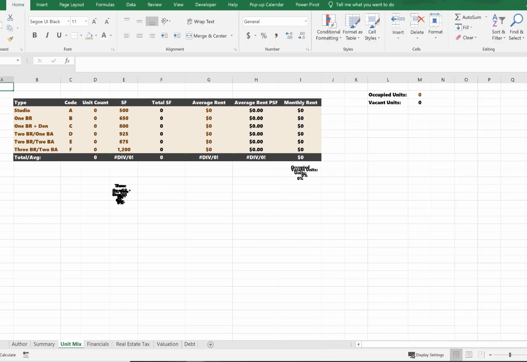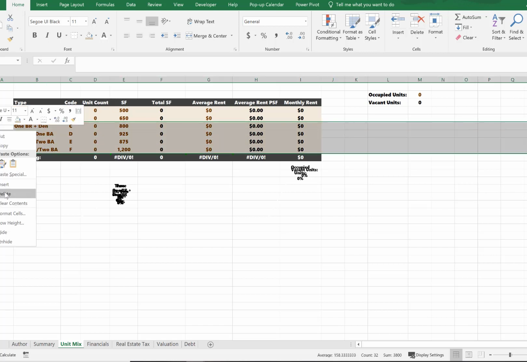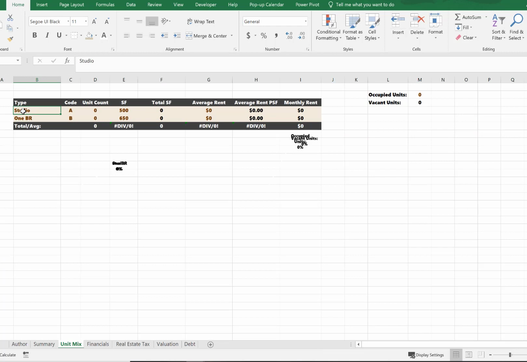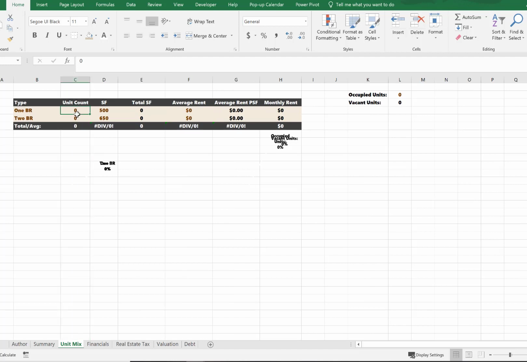So I'm going to go ahead and delete these rows that I don't need. It's just going to be a 1-bedroom and a 2-bedroom. With larger deals that are more institutional in nature, there might be a lot of floor plans that have different codes. This deal, obviously, is not that sophisticated, so I'm just going to delete that. It's not necessary. There are 12 1-bedroom units in this particular deal and 12 2-bedrooms.